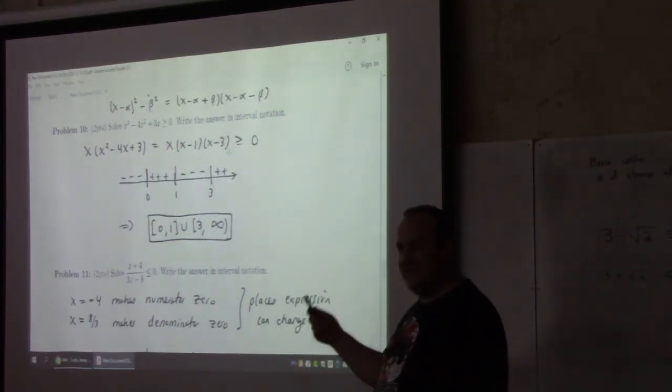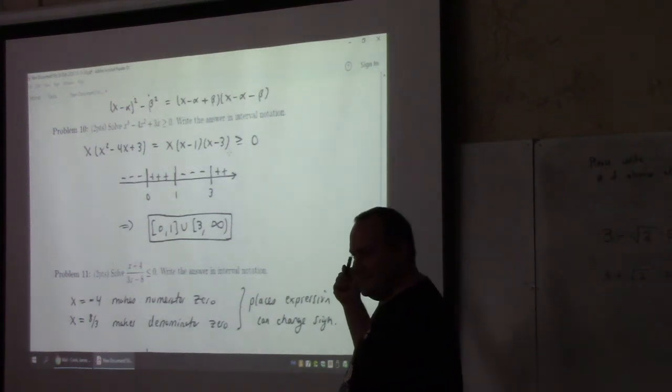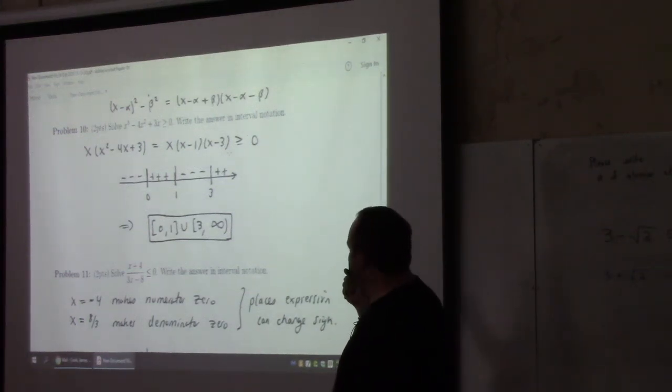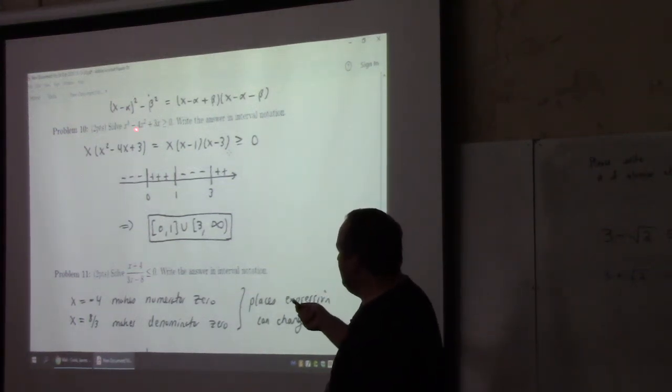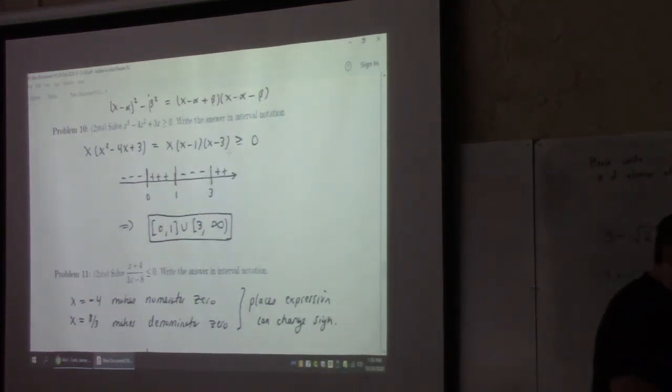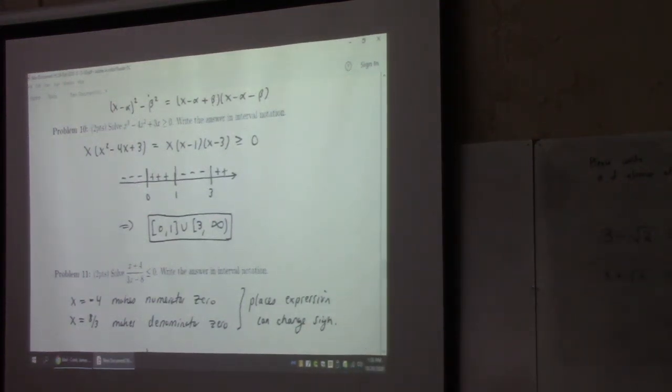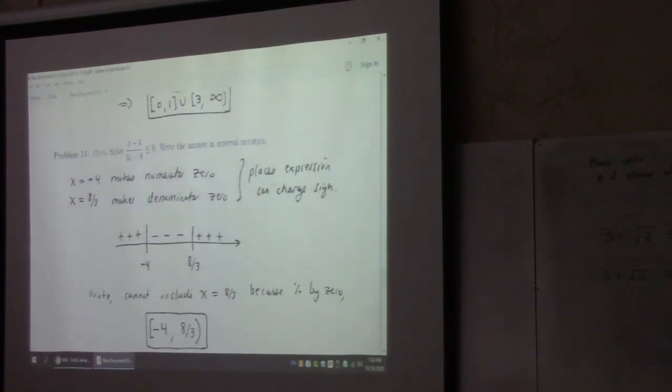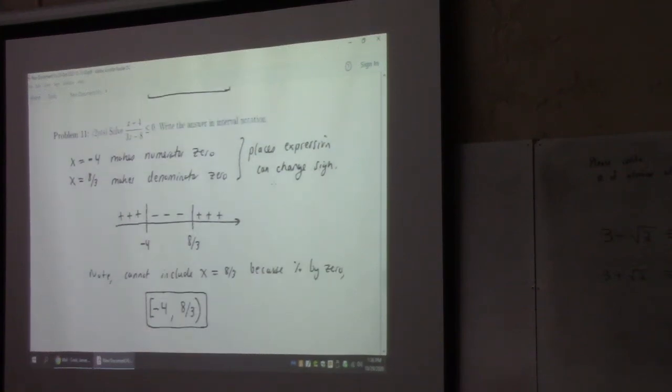If this page was on there, anyway, I wasn't finished. So we factor and then use the sign chart, and so the answer is 0 to 1, 3 to infinity for this one. Please do look at these. Some of these are the sort of easier versions of a homework problem you had. This one, I think, is an easier version of a homework problem you had, maybe.